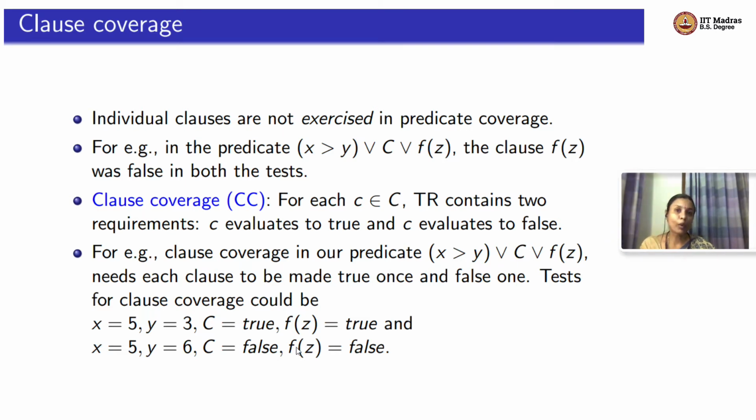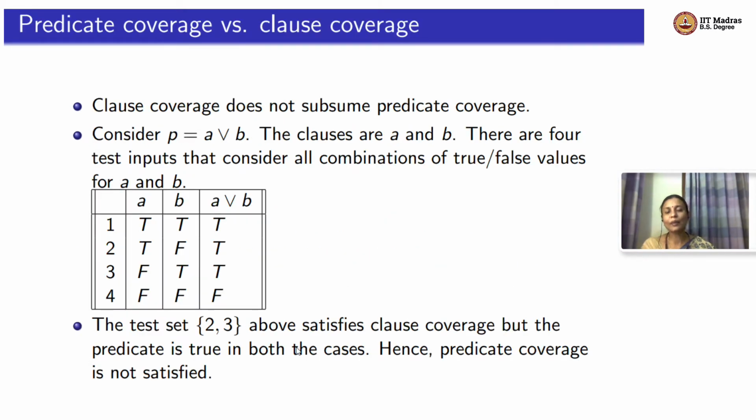But now the reverse problem will happen. Just as we said, predicate coverage didn't exercise every clause. The reverse could also happen. Clause coverage need not make the predicate true once and false once. That is, it need not subsume predicate coverage. Here is an example. Suppose you consider the predicate without any specific instance. Let's say the predicate takes the form A or B. That is, it has two clauses, clause A and clause B. And I'm writing out the truth table for this predicate here.